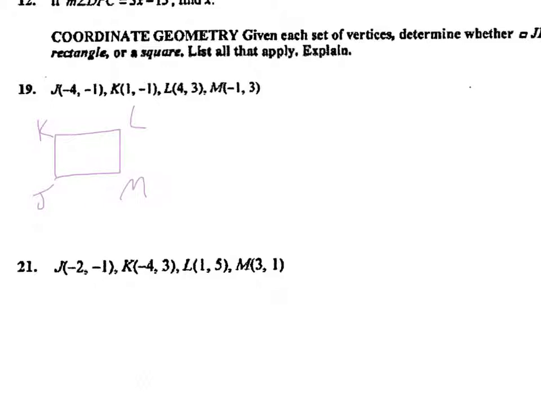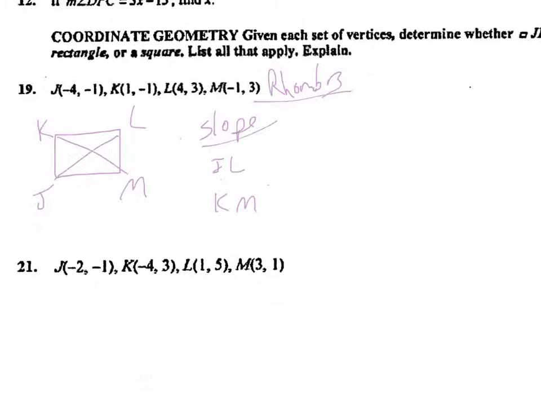Now we're determining whether it's a rectangle, square, or a rhombus. So we're going to run it through the two tests. Remember, for a rhombus, we're going to test to see if the diagonals are perpendicular. To do that, we're going to find the slope of JL and KM. If they're opposite reciprocals, then they're perpendicular, it's a rhombus.